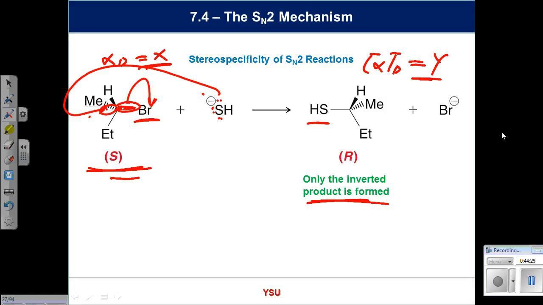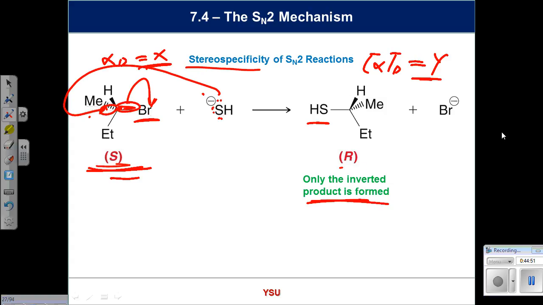So we're going to use this word, stereospecificity. Complicated one. So the nature of the starting material dictates the nature of the product. In this case, the stereochemical nature of what you start with dictates the stereochemical nature of what you get. That's stereospecificity. And you've got to be very careful here.